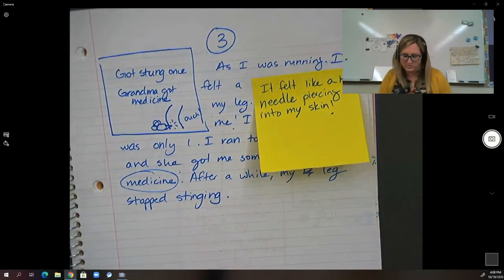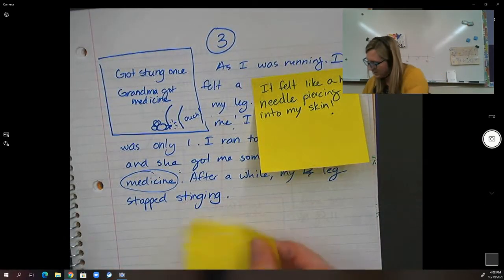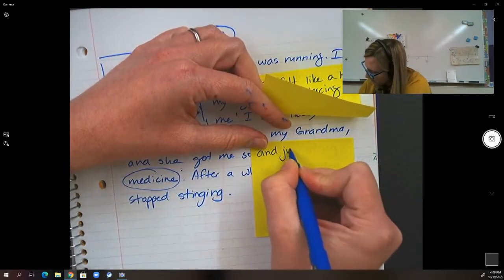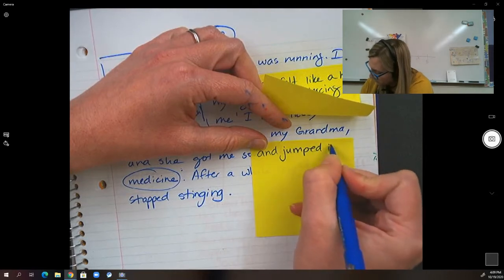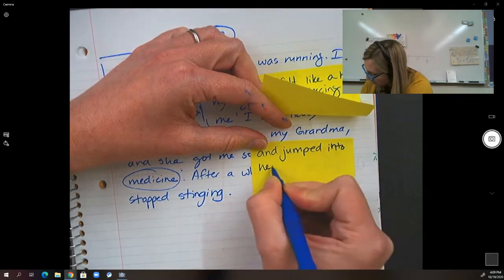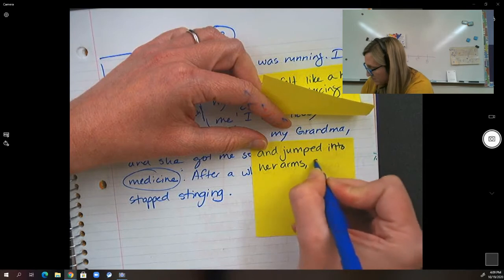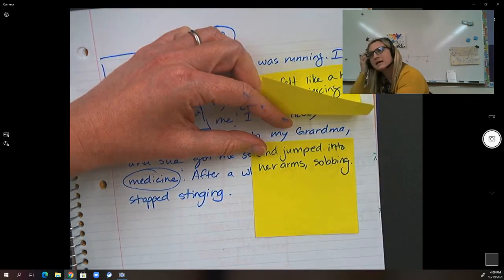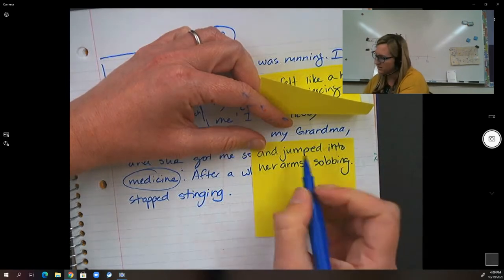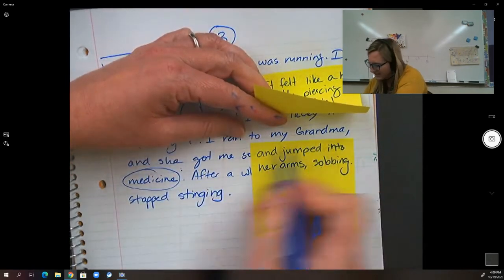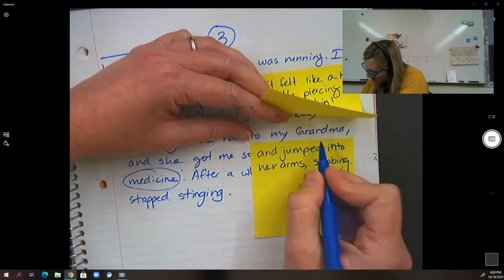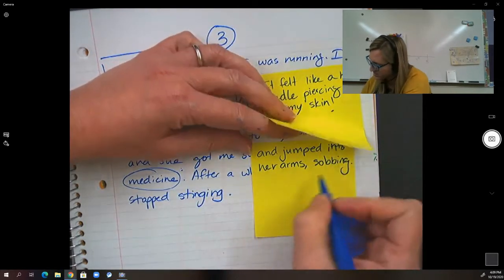That seems kind of fast, so I'm going to say I ran to my grandma and jumped into her arms, sobbing. And this is that thing where I'm going to go back and tell every part. So I missed a whole bunch. I went to my grandma and then she went and got me some bee sting medicine. There's a lot that happened in between. I ran to my grandma and jumped into her arms, sobbing.